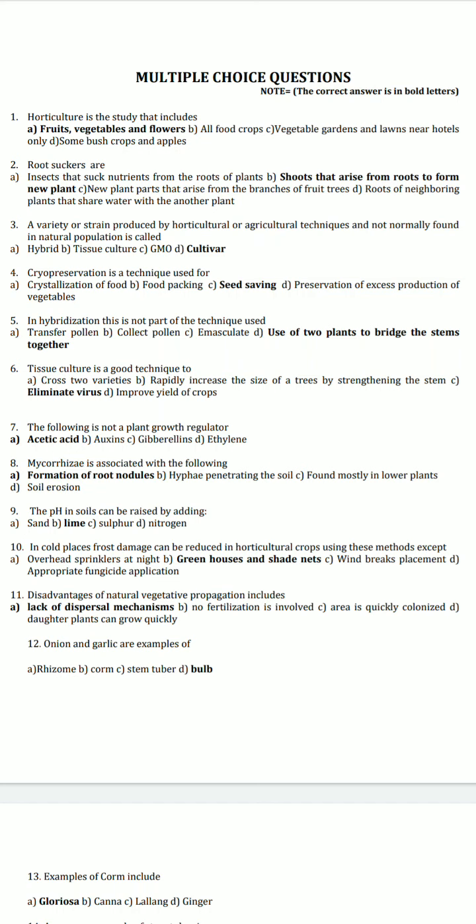A variety or strain produced by horticultural or agricultural techniques and not normally found in a natural population is called a cultivar. Cryopreservation is a technique used for seed saving. In hybridization, the technique that is not part of it is the use of two plants to bridge the stem together. Tissue culture is a good technique to eliminate viruses.